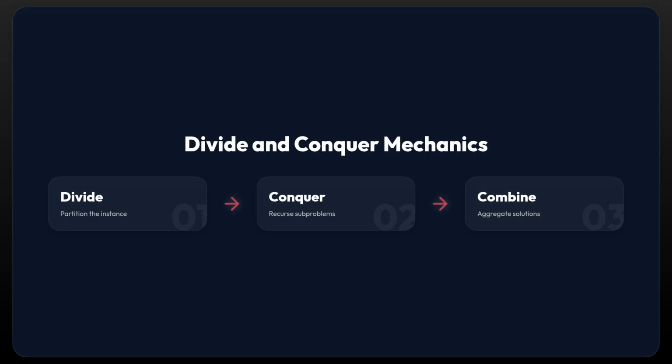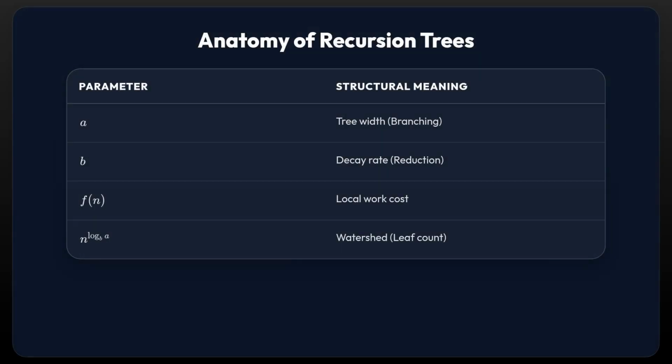Think of algorithmic recursion as a massive growing tree. The variable A dictates how wide the branches split, while B determines how quickly those branches shrink toward the base case. The true battle of computational efficiency is a tug-of-war between the watershed function, representing the proliferation of leaves, and the driving function, f(n), which represents the work done at each individual node.